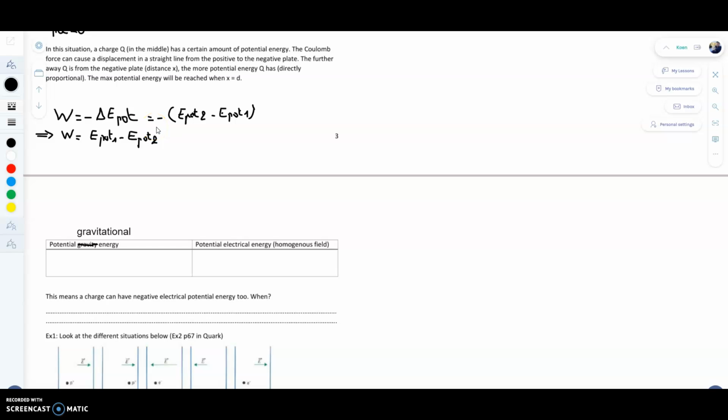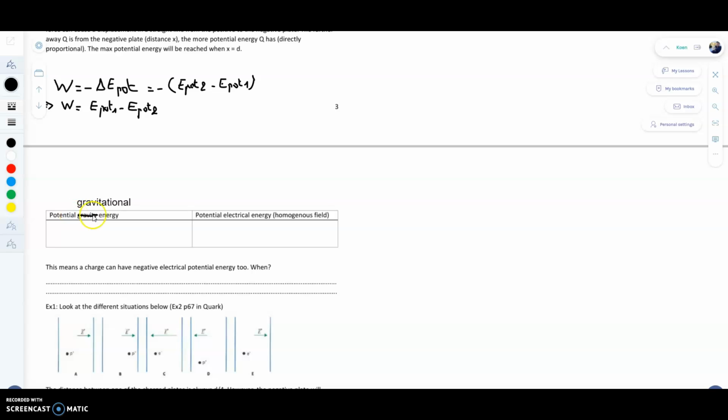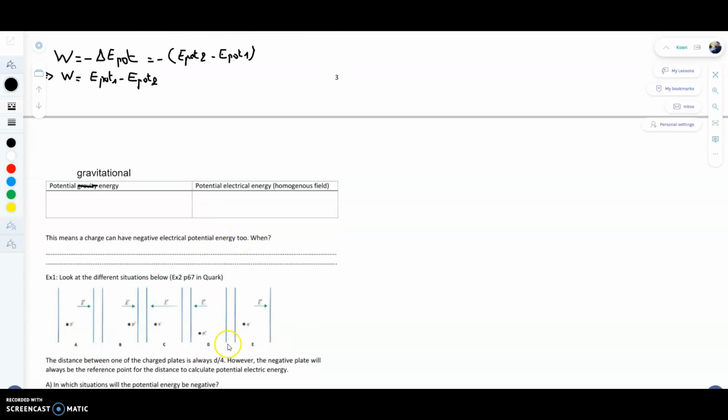A more elegant way of putting it: when a force causes a displacement, it will perform work, and that work equals the potential energy at the start minus the potential energy it had at the end of the displacement in this case. Now there are two typical ones, and there's a slight error in the course, so please fix that one. It's potential gravitational energy compared to potential electrical energy in this case.